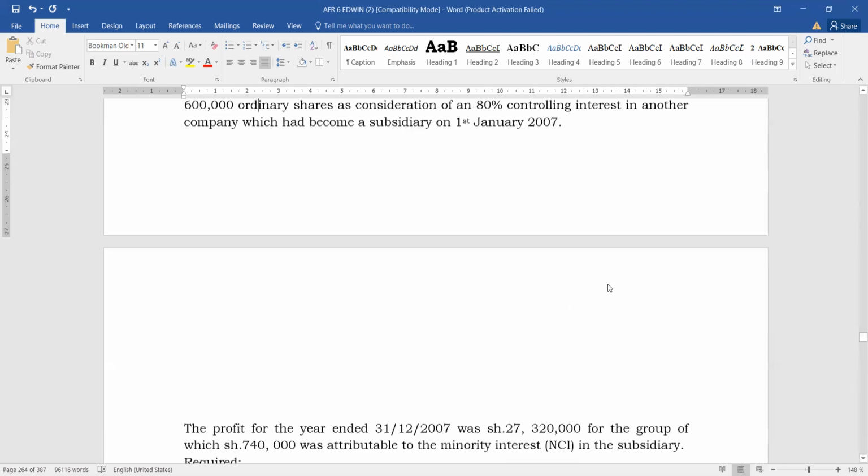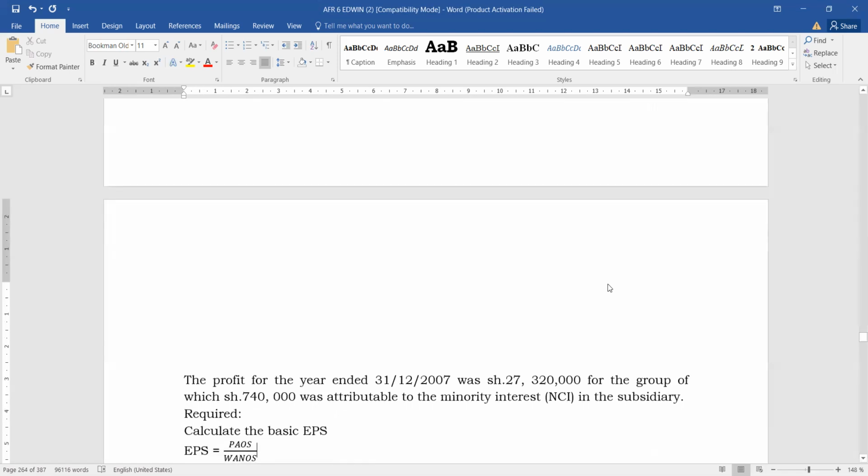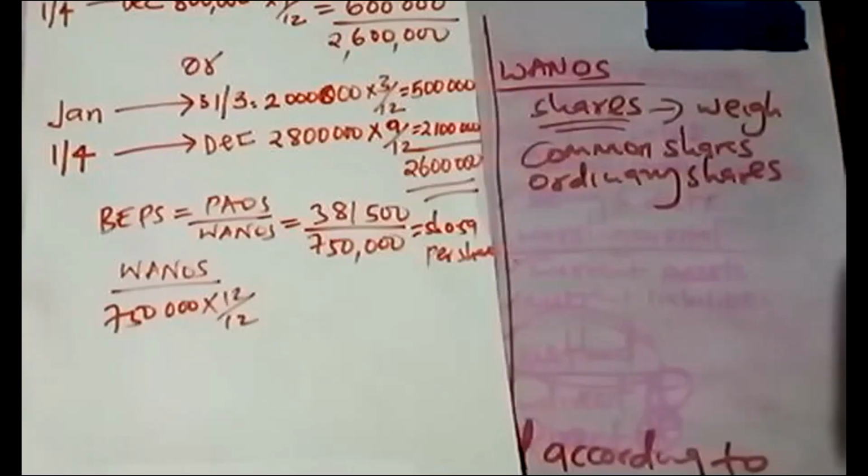Then you are told the profit for the year ended 31st December 2007 was 27,320 for the group, of which 740 was attributable to minority shareholders, or minority interest in a subsidiary. Required: what are you required to do? You are required to calculate EPS. So I think this one needs a computation. So let us continue with the computation.